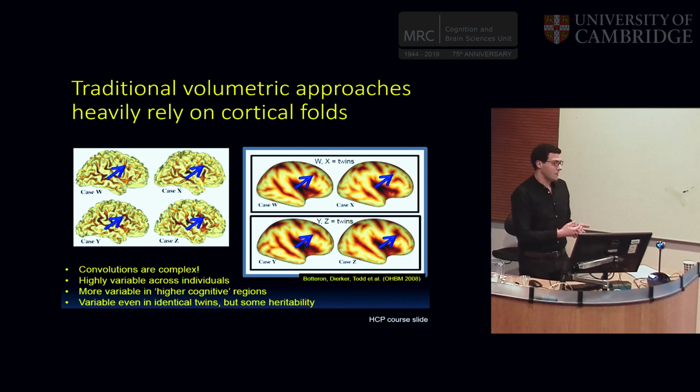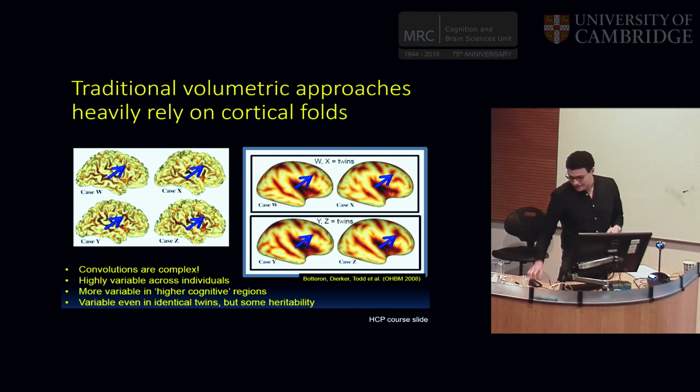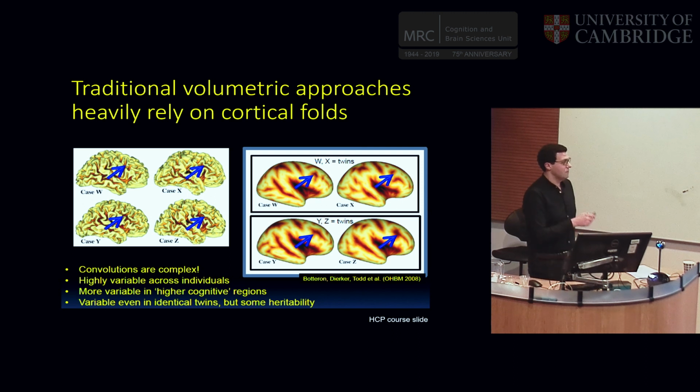And the problem is that they heavily rely on cortical folds. And we know from empirical findings that cortical folds are very variable across individuals, especially in higher association areas, and especially even between twins. So as you can see here, for example, between twin W and twin X, there's a difference in the sulci patterns across both of them. So for starters, this is not a reliable method to align brains together.